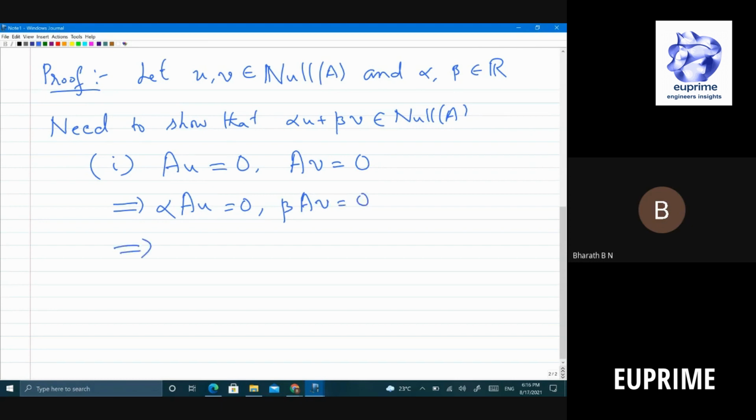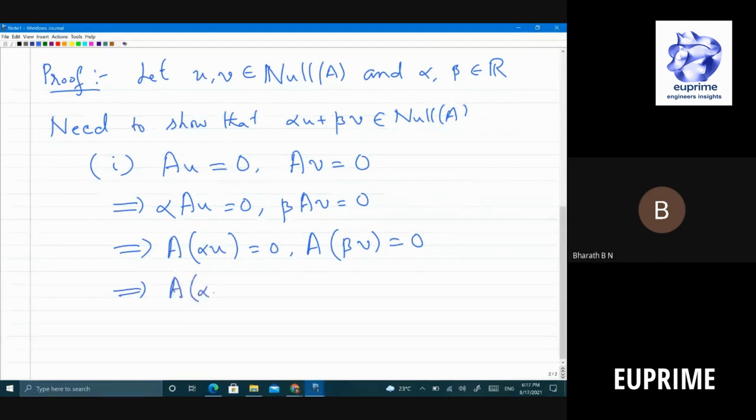This implies I can push alpha inside. So alpha times u: u is a vector, alpha is a number, I'm just scaling it, still 0. A times beta v is also 0. What does this imply? If I add them, I should get 0. So A times alpha u plus A times beta v is 0. Well, A is a linear transformation, so it's A times alpha u plus beta v equal to 0.